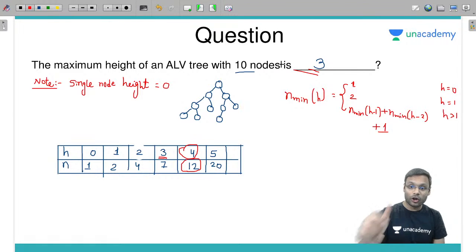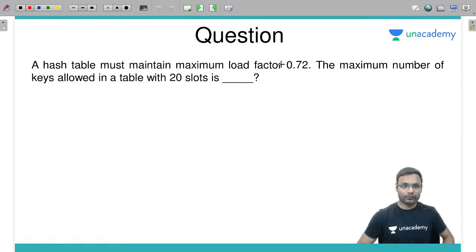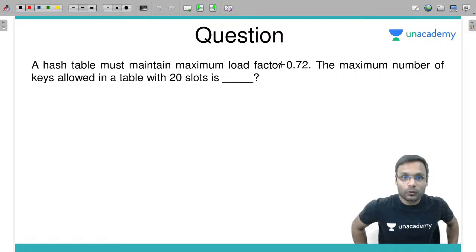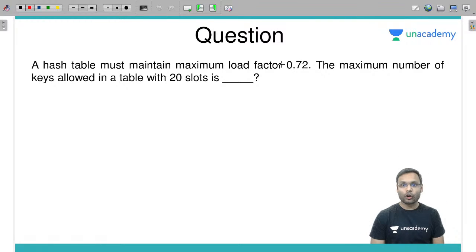Okay, fine, got it. Another question. Hash table. If you have seen this particular load factor along with me, well and good. If not, no problem. Monday in the evening class, we will have this particular hash table discussion in detail. Hash table must maintain maximum load factor 0.72.